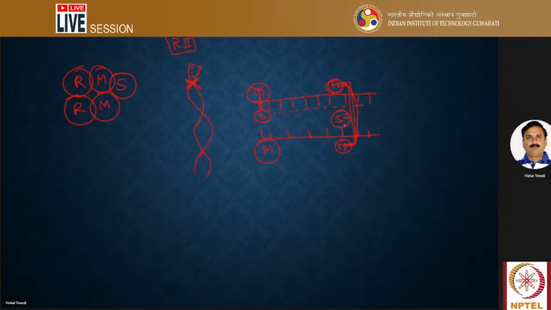If S could find a site, for example, if this is the site, then what will happen? The S will insert, and the M will be in contact with this particular area. If the M contacts this particular area, on both sides the M is going to contact the DNA. For example, if the DNA is having the methylation, right?